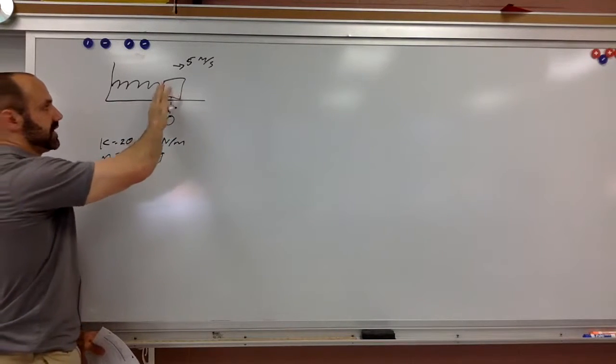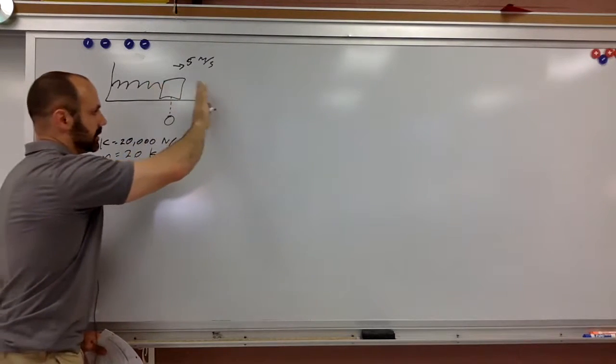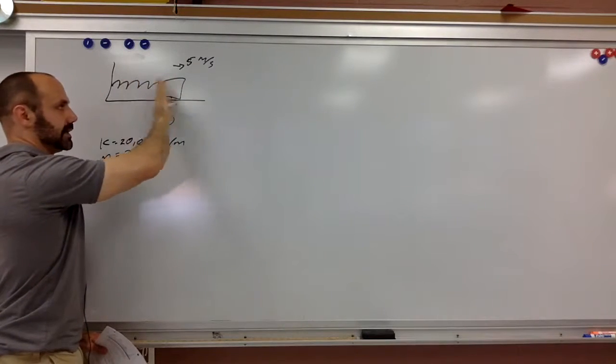So it's set initially at 5 meters per second. At this point, that means it's going to be going this way. It'll slow down and then come back. So it's going to be oscillating like this.